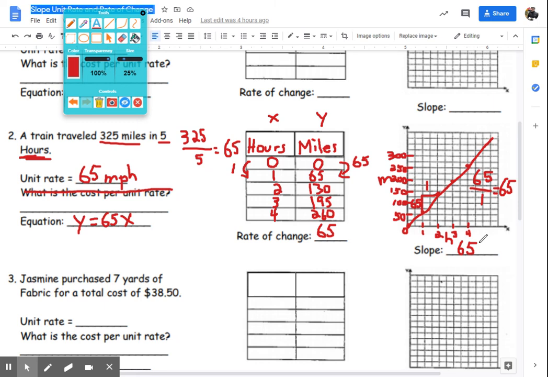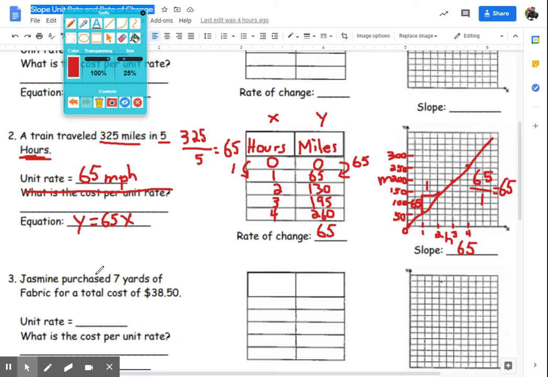What I want you guys to do is go ahead and use those examples, and I want you to try the third one. So go ahead and calculate your unit rate first. Where it says what is the cost per unit rate, you can go ahead and cross that out. Your equation, y equals whatever your unit rate is times x. Okay, fill in your table. All right, and then you're going to graph that.